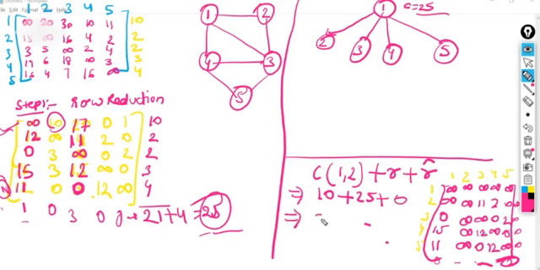What is the total cost here? It's 35. That means the cost to travel from node 1 to node 2 will be 35. I hope it is clear. Next, what do we have to do? I'm just erasing it.